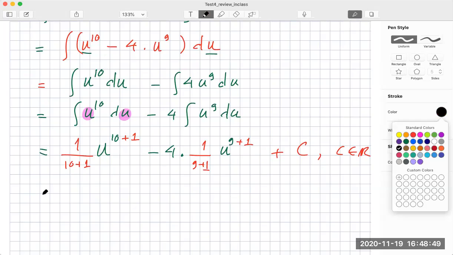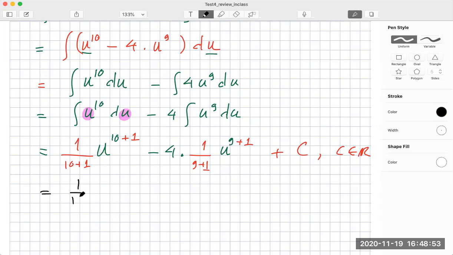Let us simplify it. 1 over 11 u to the 11, right? Minus 4 over 10 u to the 10 plus c, where c is a number.